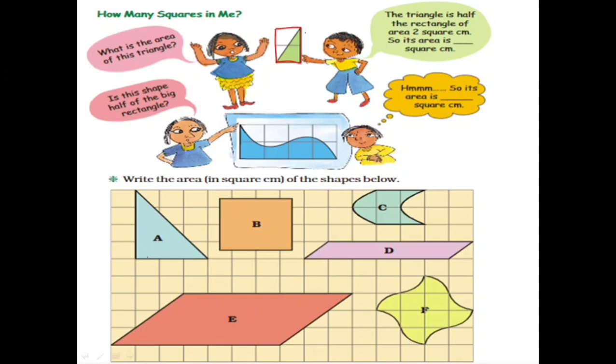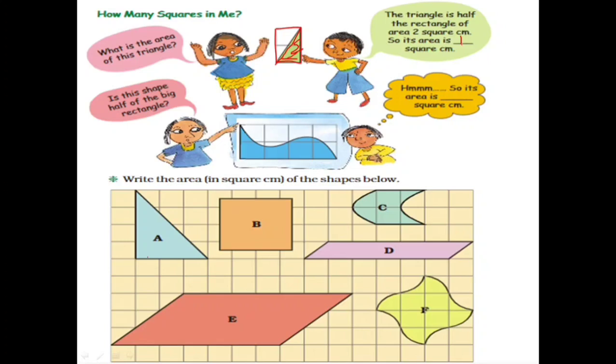Now, this side of the triangle is dividing this rectangle into 2 equal parts. That means the area of this green triangle is half of the rectangle. So, half of 2 is equal to 1. The triangle is half the rectangle of area 2 square centimeter. So, its area is 1 square centimeter.